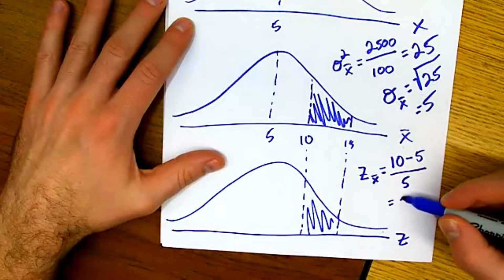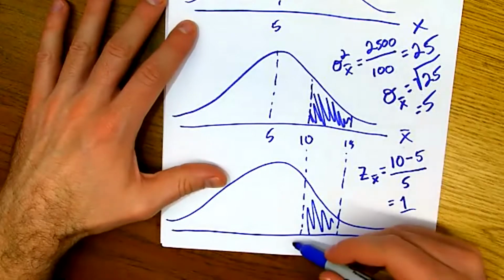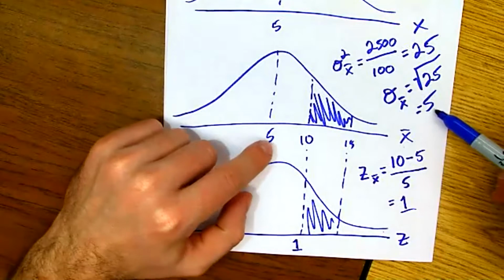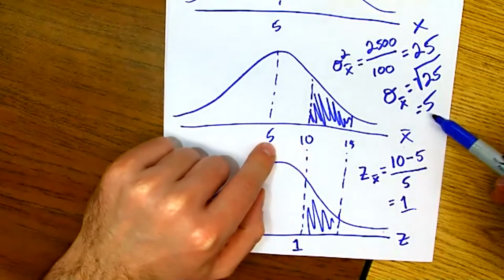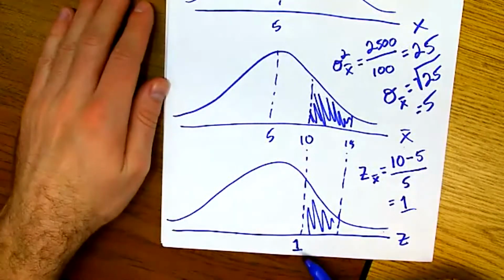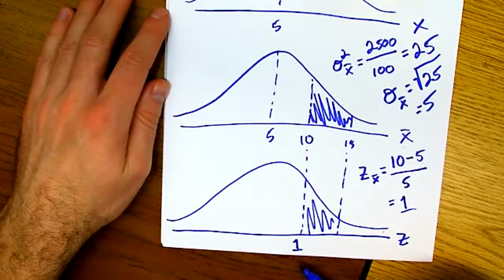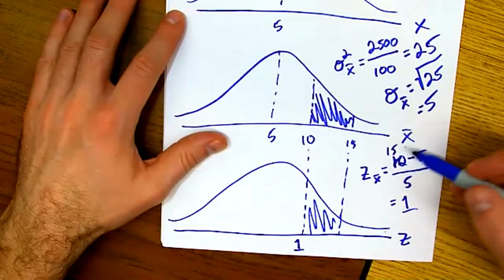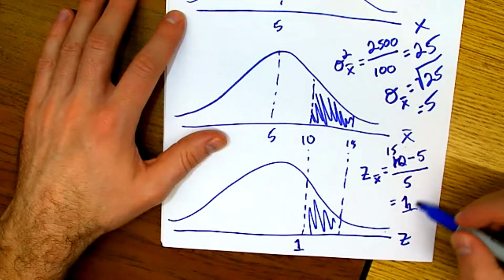So I get a z-score of 1 here. And that kind of makes sense because once I calculate the standard deviation, 10 is 5 away from the mean, so it should be 1 standard deviation away. I could then do the same thing. I'll plug 15 in here. 15 minus 5 divided by 5 is 2.